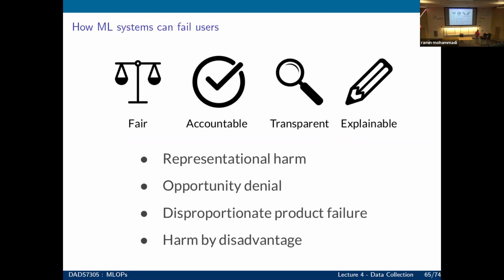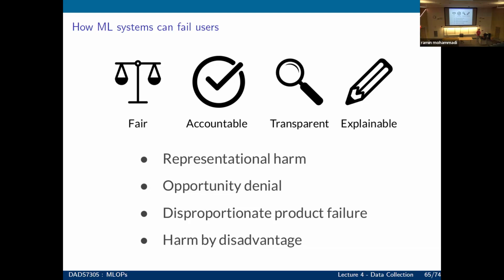Now, how can an ML system fail users? First, you want your ML system to be fair, accountable, transparent, and explainable. But the first problem that you can get with an ML system is called representational harm. Representational harm is a scenario when your model amplifies a negative stereotype about a certain group. Opportunity denial is a scenario where your model rejects. Let's think about admission to university. It rejects a certain demographic more than the other ones, right? Opportunity denial.